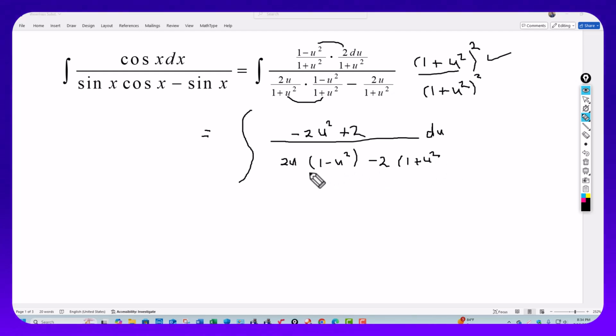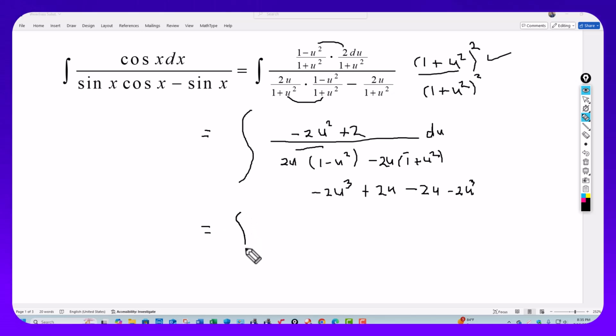Now the rest of it is just algebra. So let's multiply through. We get a −2, distributing −2u³ + 2u. Multiply here, distribute, get a −2. It's just a 2u here. So −2u times 1 would be −2u here, and −2u times u² here is a −2u³.